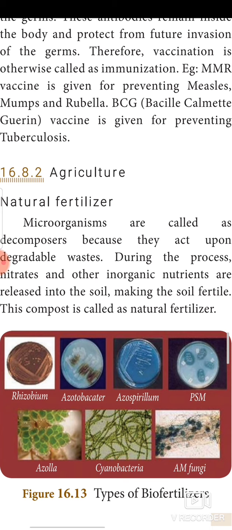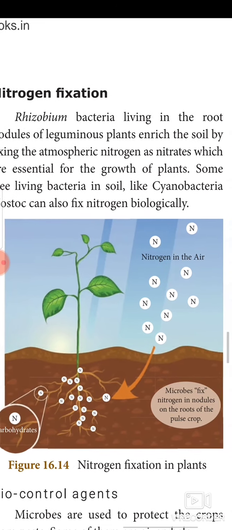These are the biofertilizers given in the book. Rhizobium, very important. Rhizobium is a bacteria. You will learn about them in later classes. Nitrogen fixation: rhizobium bacteria living in the root nodules of leguminous plants enrich the soil by fixing atmospheric nitrogen as nitrates, which are essential for the growth of the plant.